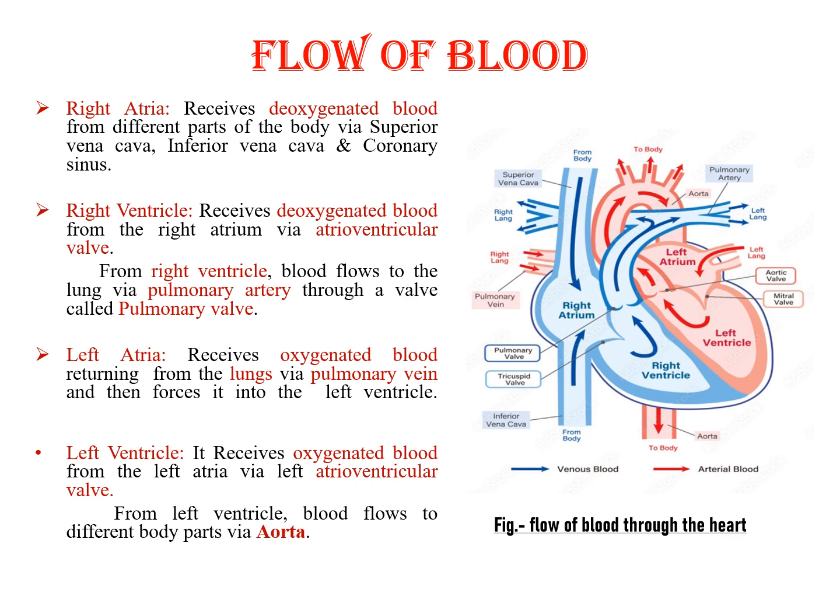Now focus on the right side of the diagram, that is in red color. The left atrium receives oxygenated blood returning from the lung via the pulmonary vein and then forces it into the left ventricle. The left ventricle receives oxygenated blood from the left atrium via the left atrioventricular valve. From the left ventricle, the blood flows to different parts of the body via an artery known as the aorta. Here, one important point to be noted is that the aorta is the largest artery in the body.